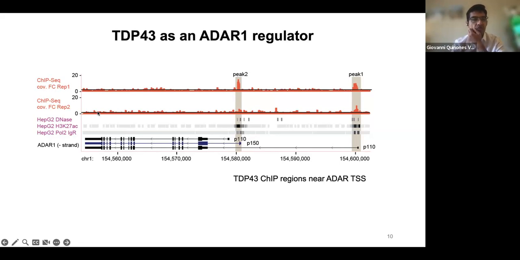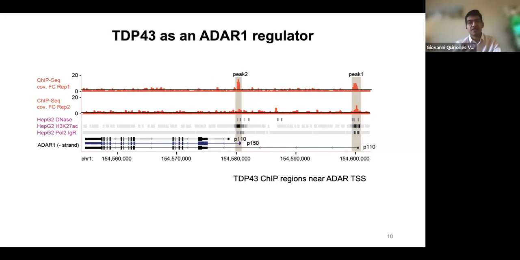So when we overlay the ChIP-seq peaks with the ADAR transcripts, we can very clearly see that there is one peak that is consistent in 2 replicates that overlaps the transcription start site of the P110 isoform of ADAR. And there is one peak that appears in one replicate that overlaps the transcription start site of the P150 isoform of ADAR.